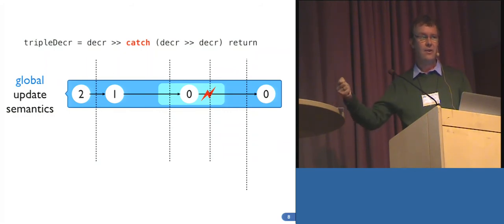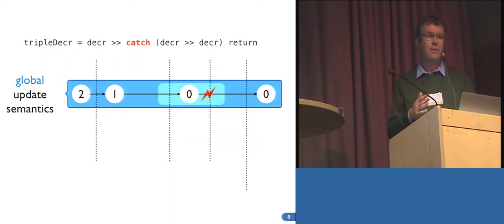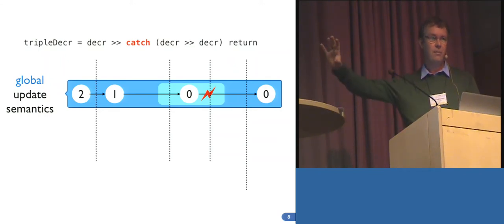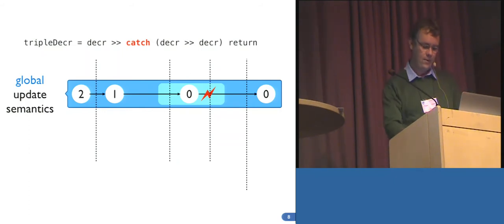And the last decrement, because the state is 0, will throw an exception. This will be intercepted by the catch and passed off to the return, which will finish the program. But what happens with the state is, well, we just take the state from the local scope and pass it on back into the global scope, and that's the final state we get, is 0.